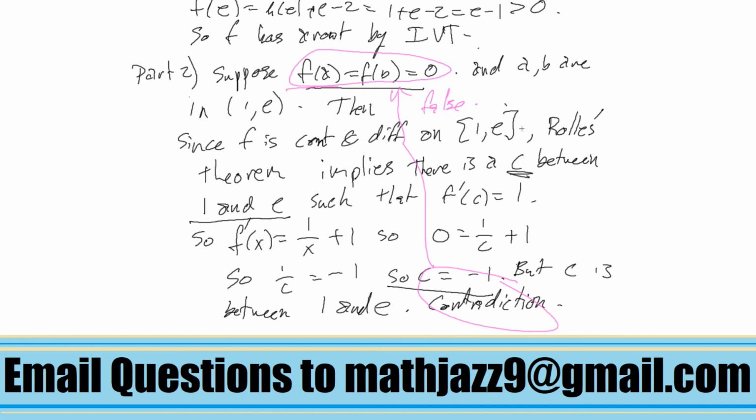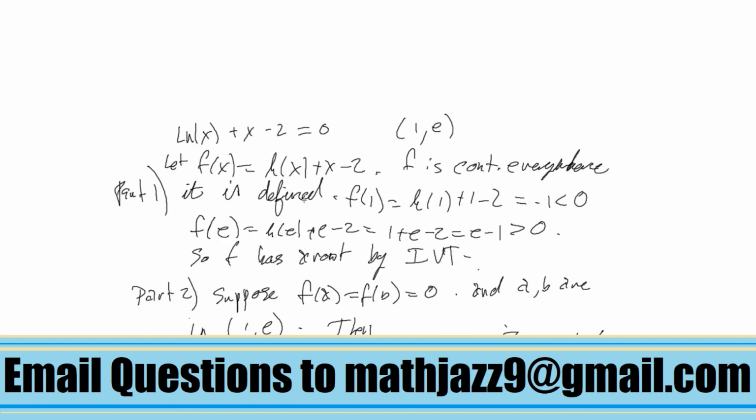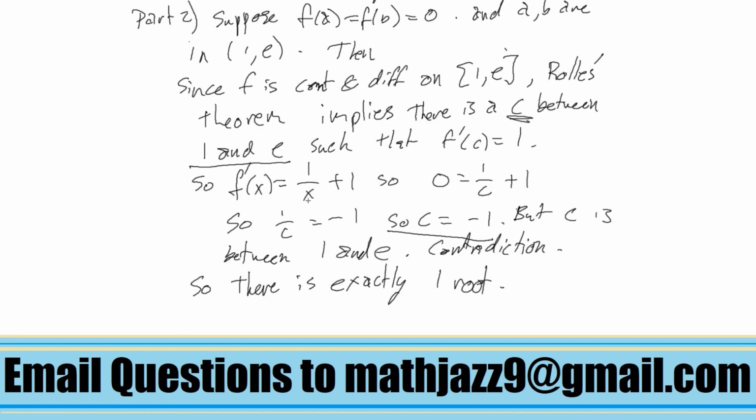Okay, so that's the conclusion of our theorem. We get there is exactly 1 root. Because the first part showed there is a root. The second part showed there can't be 2 or more roots. Conclusion, there is exactly 1 root.